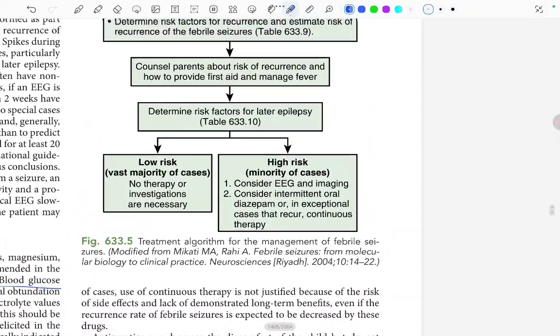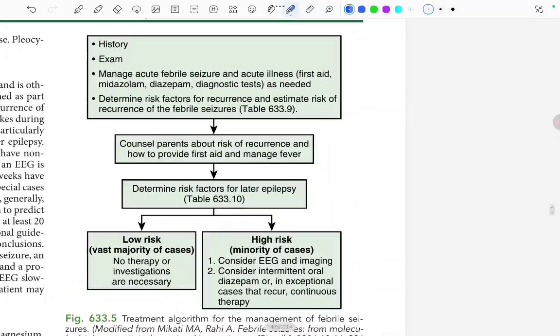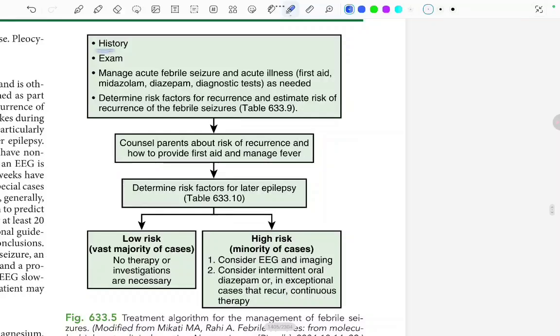This is the treatment algorithm for the management of febrile seizures. We have to first ask about the history, exam, manage the acute febrile seizure and acute illness, first aid, midazolam, diazepam, all the diagnostic tests that need to be done, and then determine the risk factors for recurrence and estimate the risk of recurrence of febrile seizures. We already saw, right? There was a table given with the risk of epilepsy and all. Counsel the parents about the risk of recurrence and how to provide first aid and manage fever. Determine the risk factors for later epilepsy.